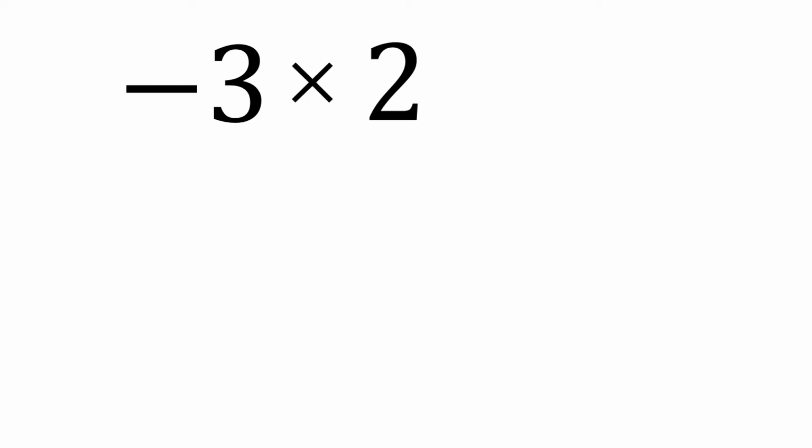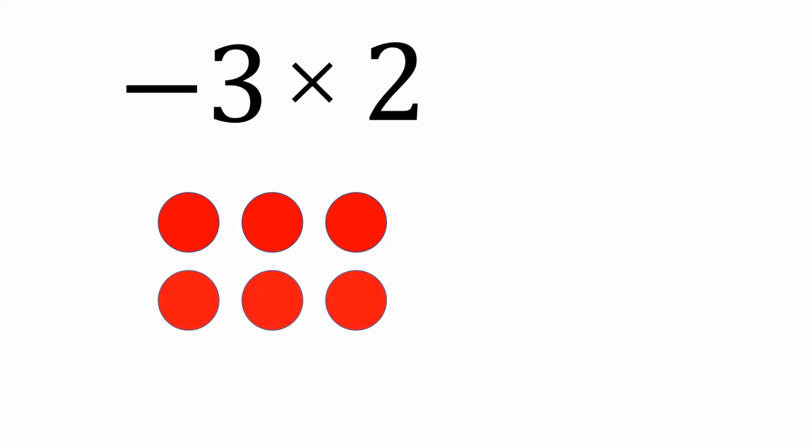Another example, let's say we have negative 3 multiplied by 2. So let's visualize negative 3 as 3 negatives, and then we will multiply this by 2. And so we have all in all 6 negatives. So the product of negative 3 and positive 2 is negative 6.